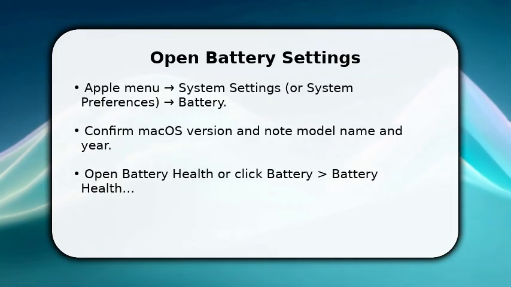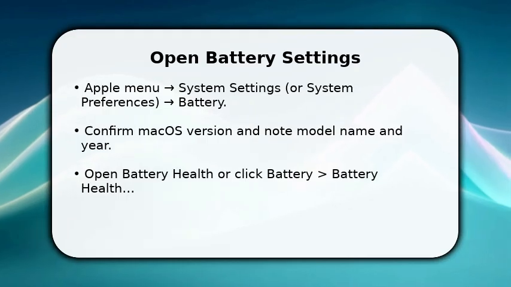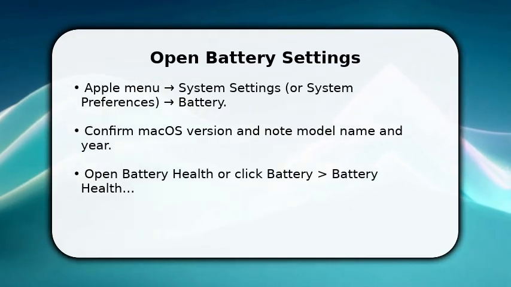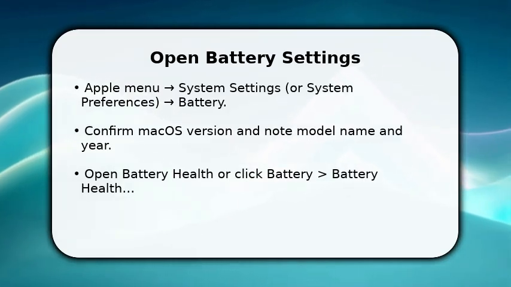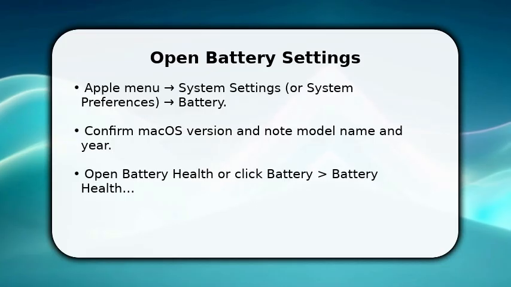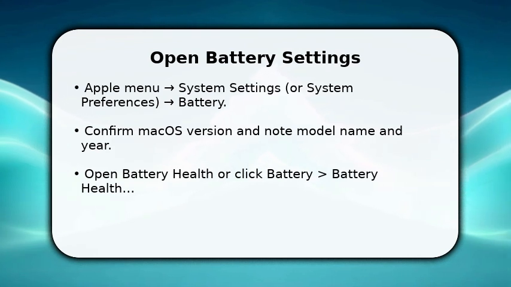Make sure to note your Mac model and Mac OS version so you interpret thresholds correctly. Once done, click the Battery Health button to reveal maximum capacity, condition, and optimization settings. These are the immediate metrics you'll use to assess if the battery is aging or functioning normally.